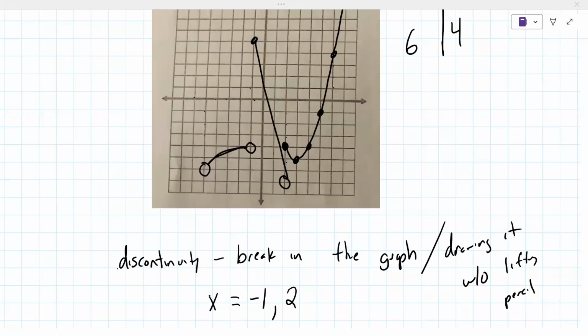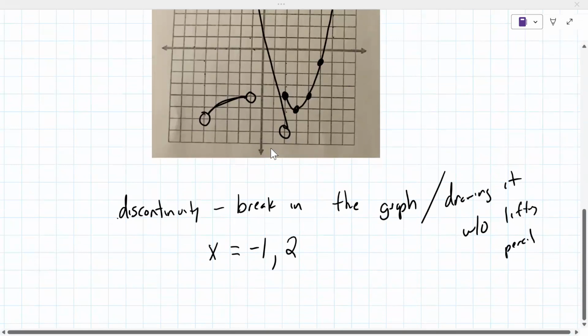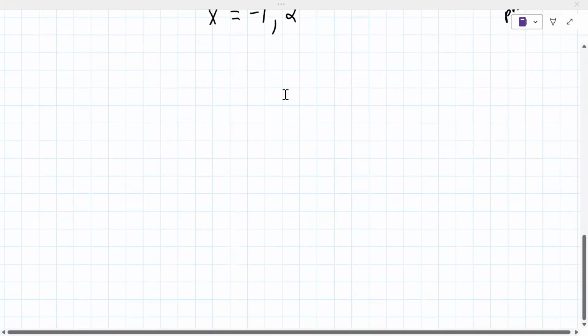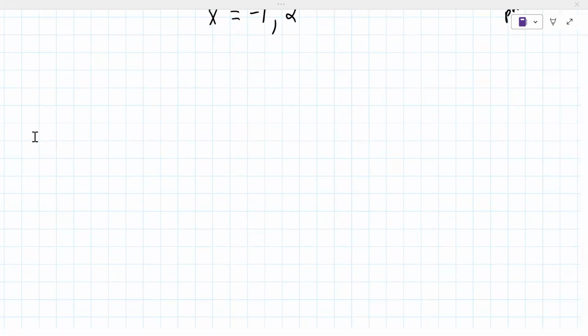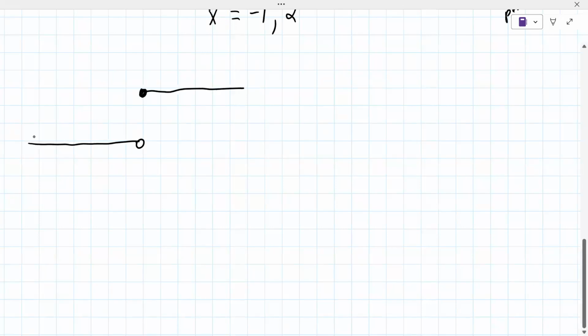Let me go look. Okay, yeah. Let me give you the types here. So the first type is called a jump. This is called a jump when you've got some sort of a gap. That's the first type of discontinuity.